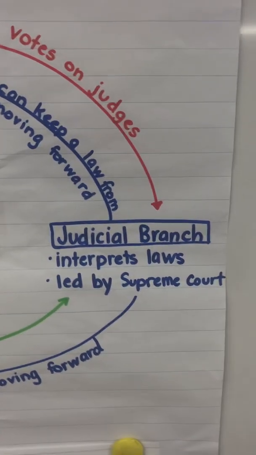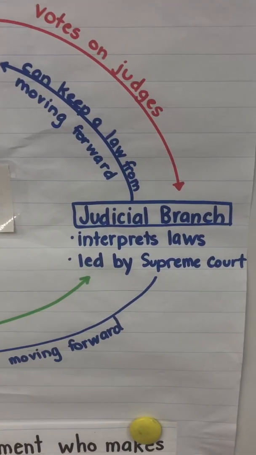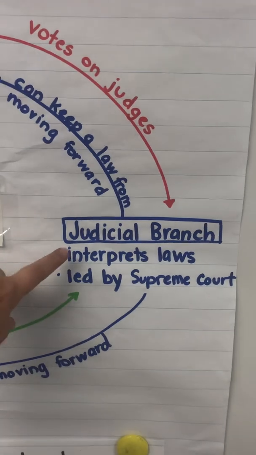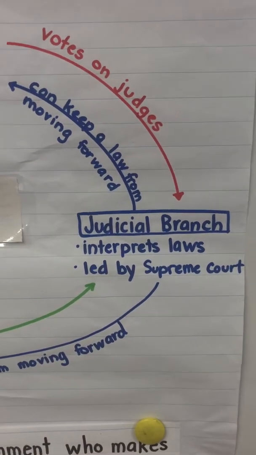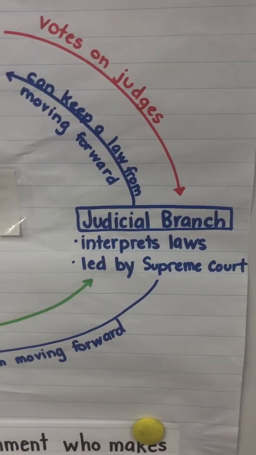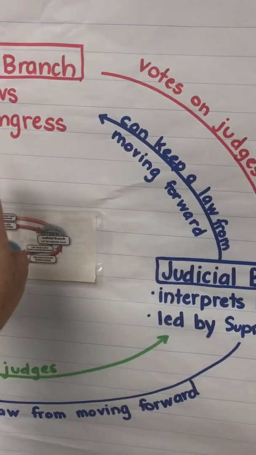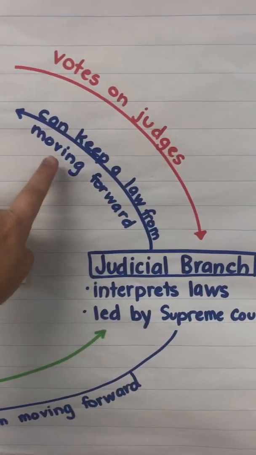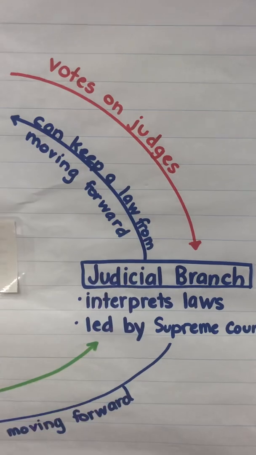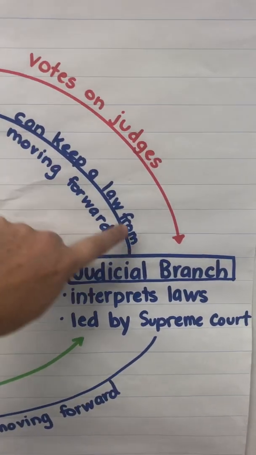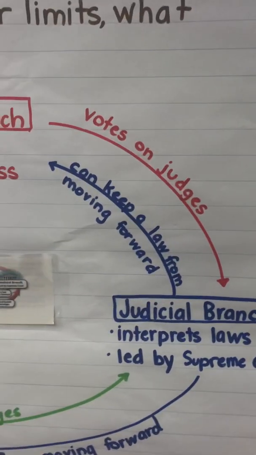But the judicial branch can turn around and say, you know what? Our job is to interpret the law and make sure it matches the Constitution, it follows the Constitution. We think you guys passed a law that doesn't match. So we're gonna say, no, we're striking down that law, and they can keep a law from moving forward.